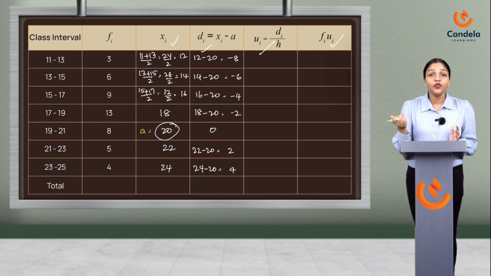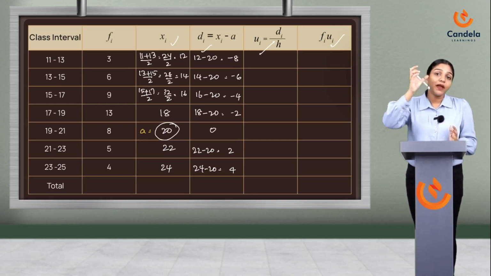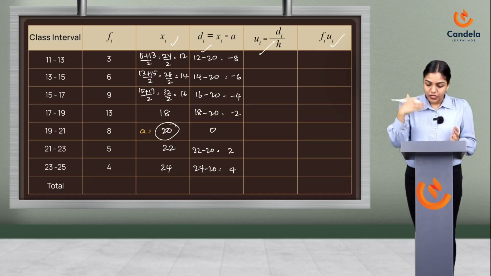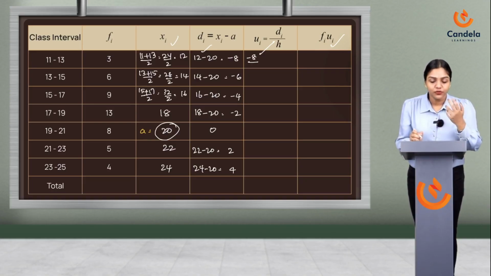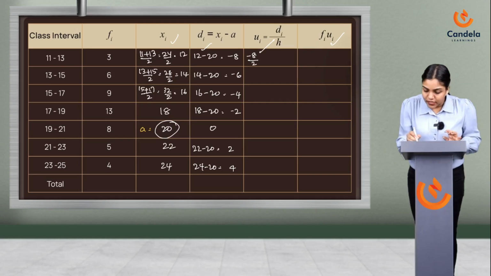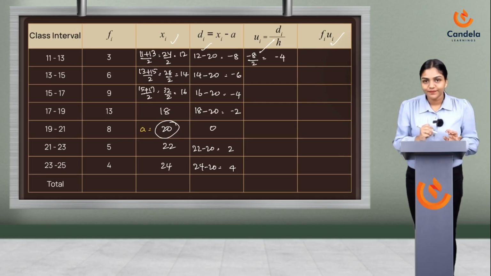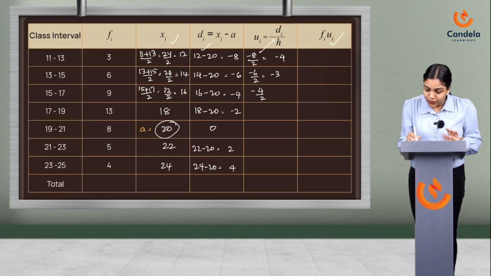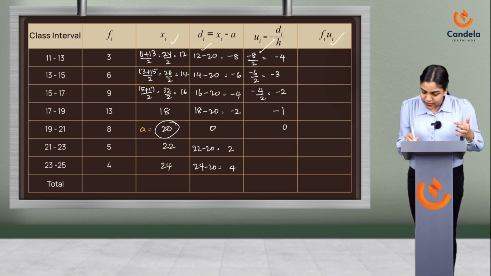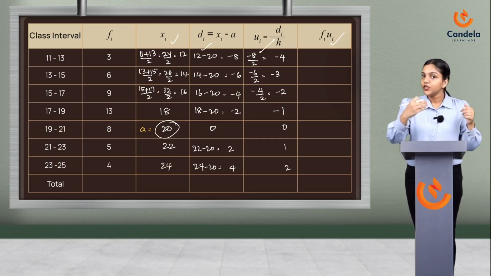Next we have to find out ui's. So di divided by class size will give you ui. So this will be equal to minus 8 by, here the class size is 13 minus 11, 2. 2 is a class size here. It will be equal to minus 4. Next, minus 6 by 2 equal to minus 3. Then minus 4 by 2 equal to minus 2. Continuing in this manner, you will get minus 1, 0, 1 and 2. So we got the ui's.